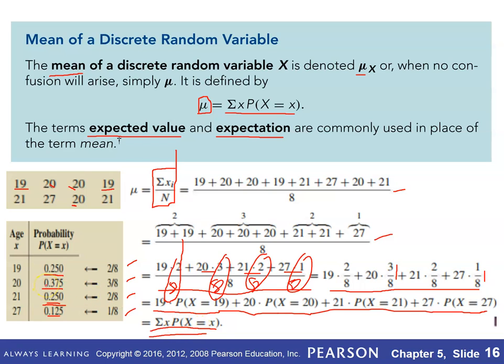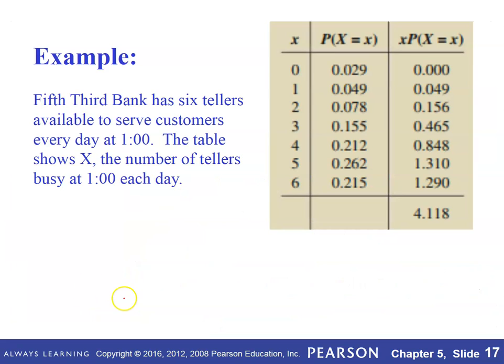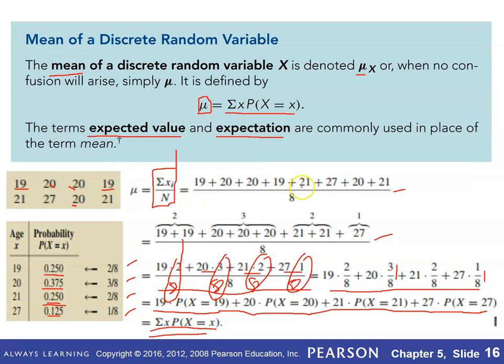So in other words, we could do the same thing by taking 19 times 0.25 plus 20 times 0.375 plus 21 times 0.25 plus 27 times 0.125, and then adding all those together. So that's what we would use to figure out the average of all of these numbers. We could do it, the simplest way would be this way, okay? But we want to use this formula, maybe not the formula, but at least the pattern on how to get the formula. Here's another example.